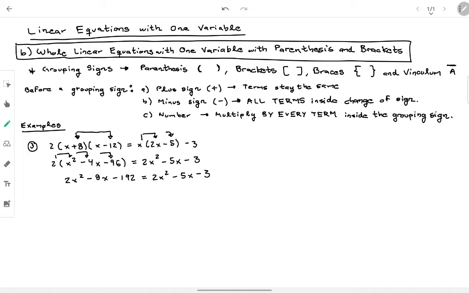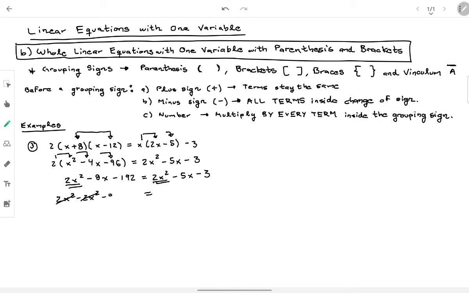So the next thing is, remember, the letters go to the first member or to the left, and the numbers go to the right or the second member. So it's going to be 2x squared and minus 2x squared, because the one on the right changes from member, so it changes sign. So it will eliminate. That's why we have a linear equation and not a second degree equation.